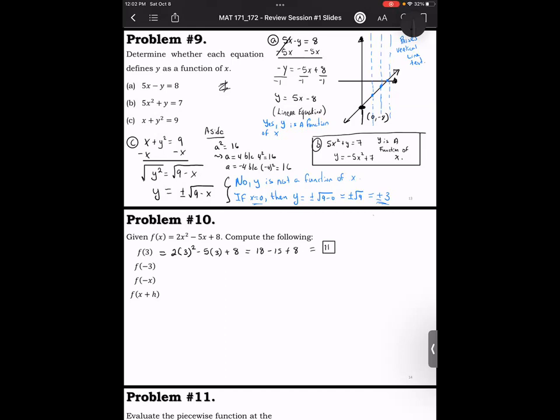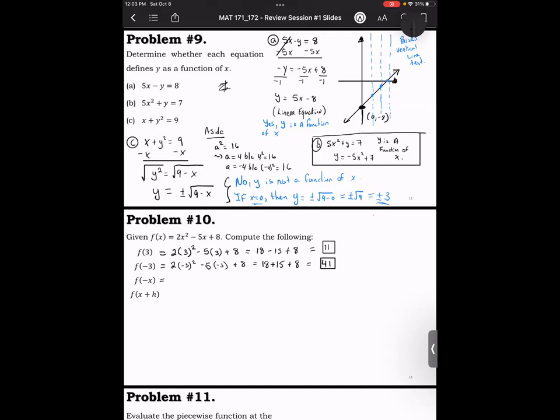Let's look at f of negative 3. F of negative 3 is 2 times negative 3 squared minus 5 times negative 3 plus 8. What's negative 3 squared? 9. 9 times 2? 18. Negative 5 times negative 3 is? Positive 15. And then we have the plus 8. So what's 18 plus 15 plus 8? 42. Close. It should be 41. I think you were just one unit off. So this should be 41, and you're done.